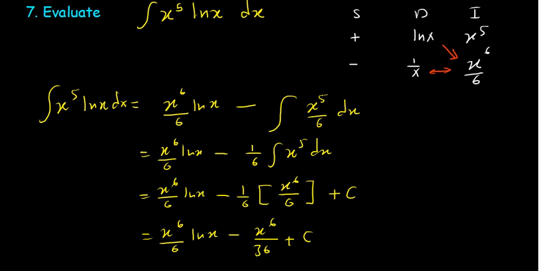Now we can just factorize out x to the power 6 over 6 because it's common, and we're going to remain with natural log of x minus 1 over 6 plus c. So here we'll remain with 1 over 6, and here we'll just remain with natural log of x.